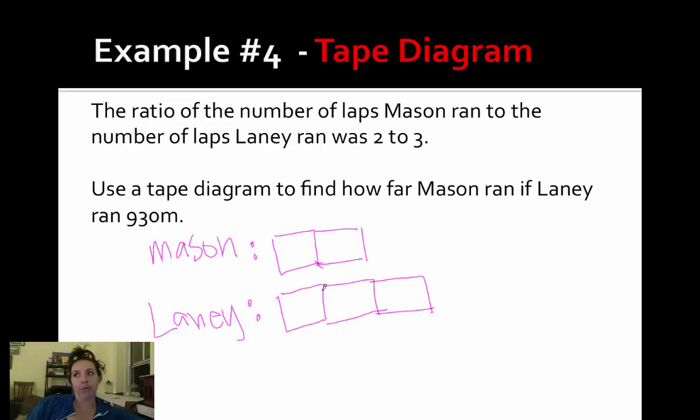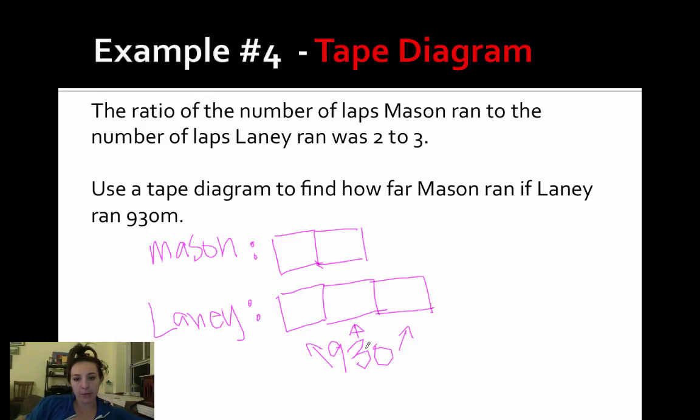If each of these blocks represents 25, this would be 25, 50, 75. So then Mason would run 25, 50. So if Laney runs 75, Mason runs 50. So all we have to do, so we know Laney runs 930. Write this down.